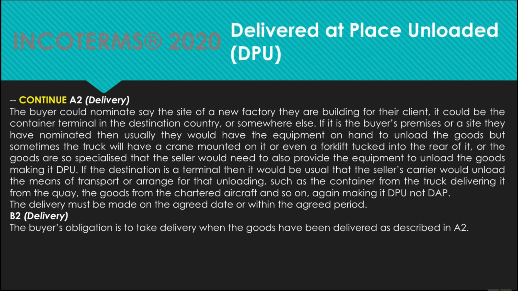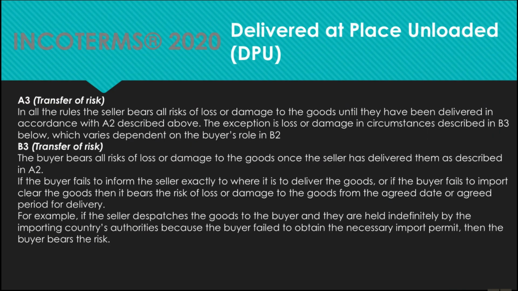B2. Delivery. The buyer's obligation is to take delivery when the goods have been delivered as described in A2. A3. Transfer of risk. In all the rules, the seller bears all risks of loss or damage to the goods until they have been delivered in accordance with A2 described above. The exception is loss or damage in circumstances described in B3 below, which varies dependent on the buyer's role in B2.